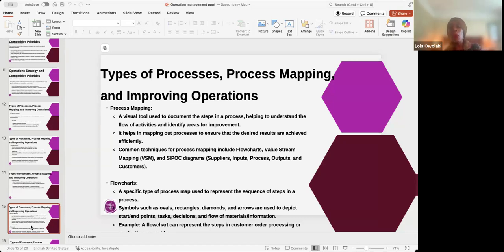Common techniques for process mapping, and I know as great students, you're going to go and do your research, include flowcharts, value stream mapping, also known as VSM, and SIPOC diagrams, known as suppliers, inputs, process, outputs, and customers. These are techniques for process mapping. You've got to review your process to make sure it's efficient, most productive, and innovative. You can't just have a system that you do not look at, that you don't review.